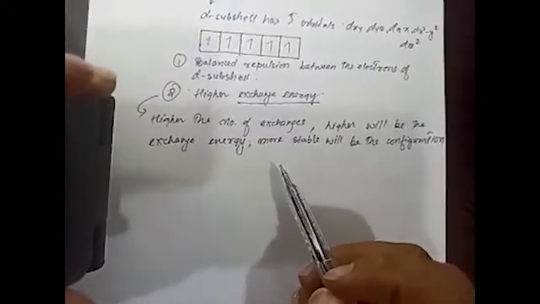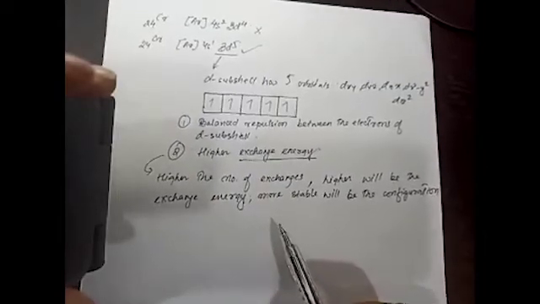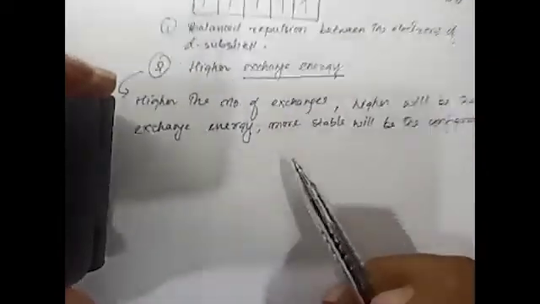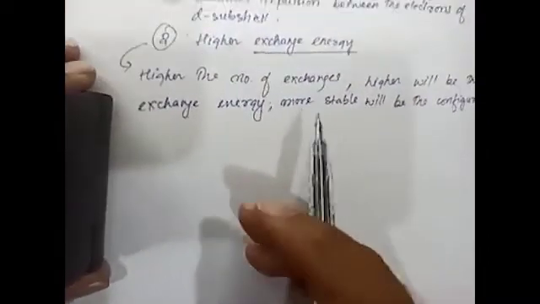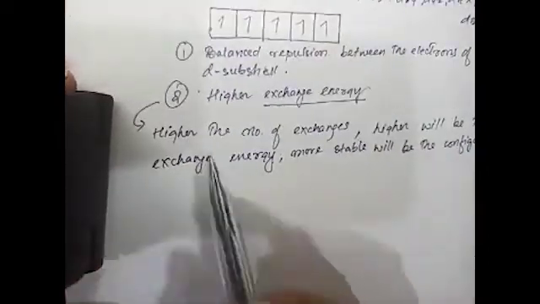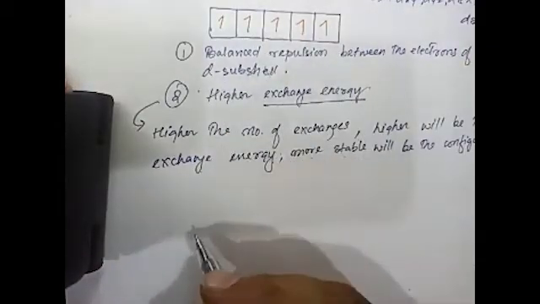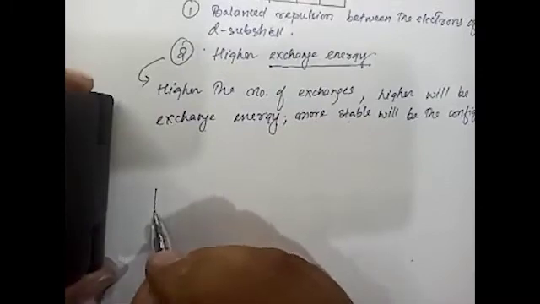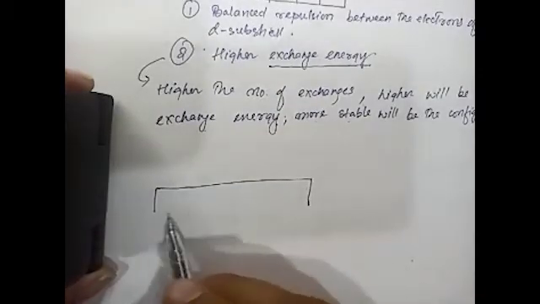Very, very important. Okay? So, number of exchanges, suppose how many electrons are there? Unpaired, 5. So each electron can jump to the other orbitals and can exchange itself. Okay. There are 5 orbitals.